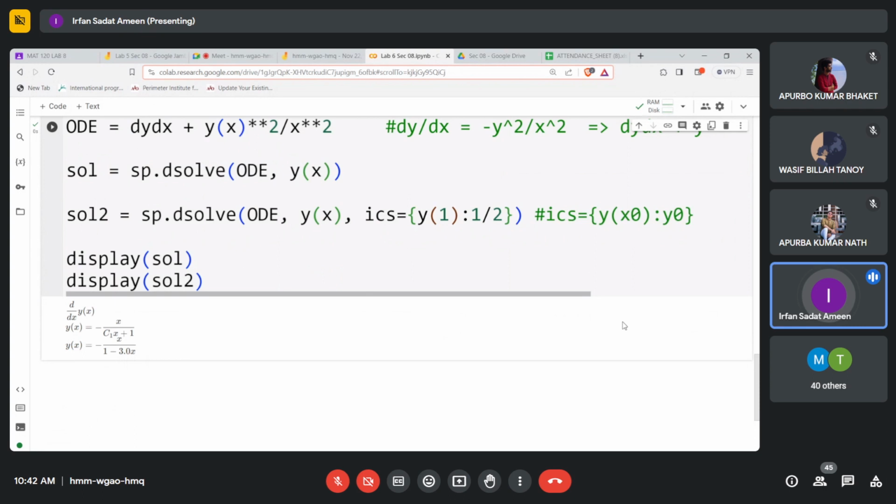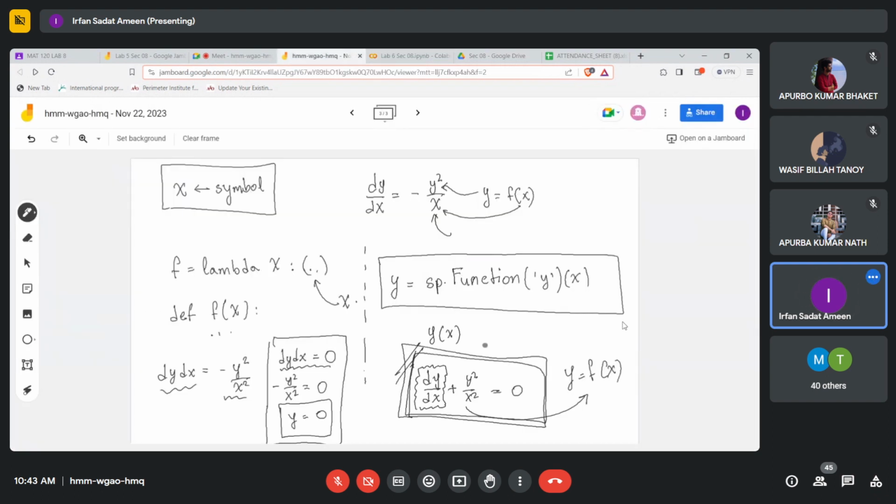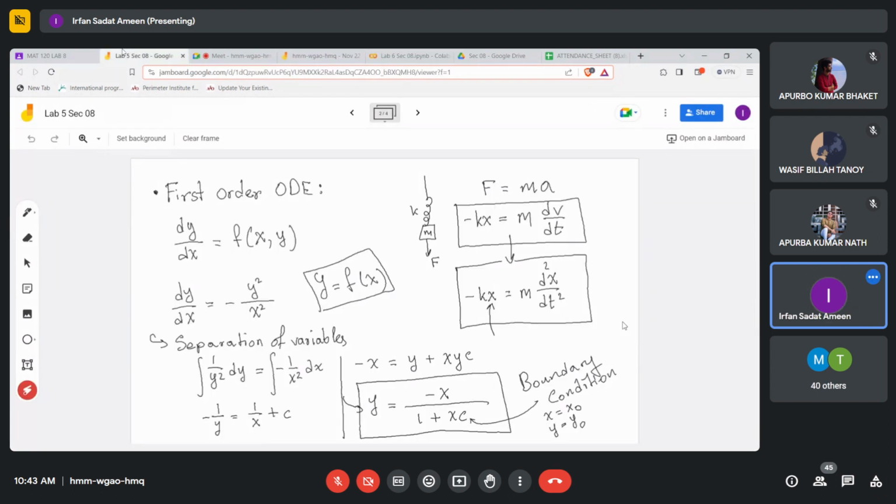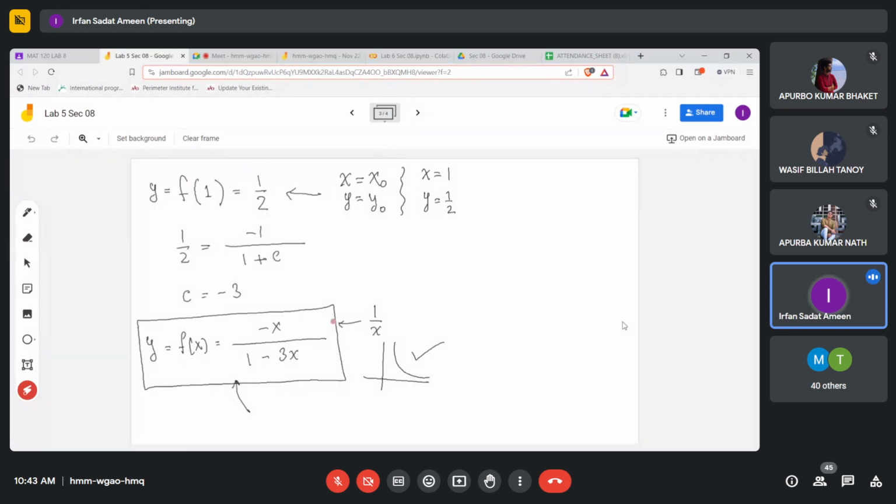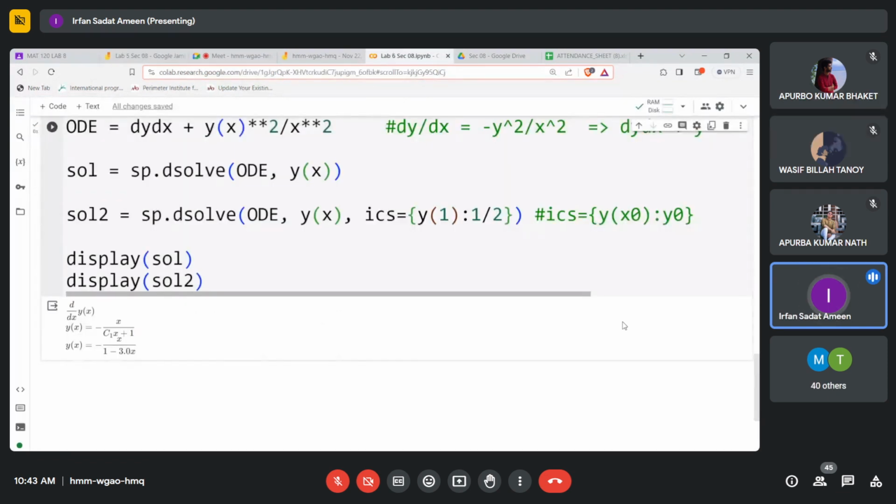Here, minus x divided by 1 minus 3 times x. Okay, so this was what we got before. Where was it? Minus x divided by 1 minus 3 times x. So nothing much, just this part needs to be added, and remember the format.